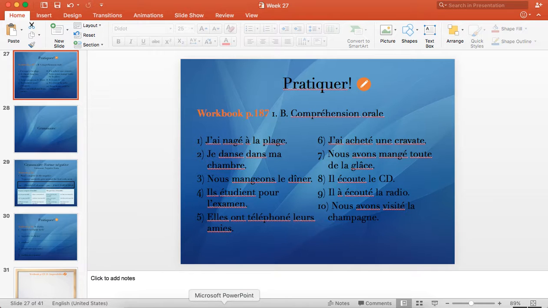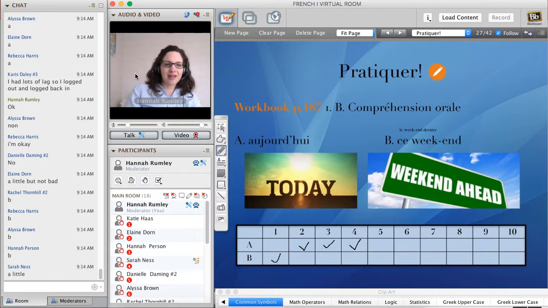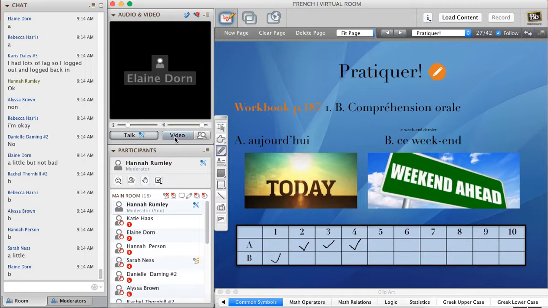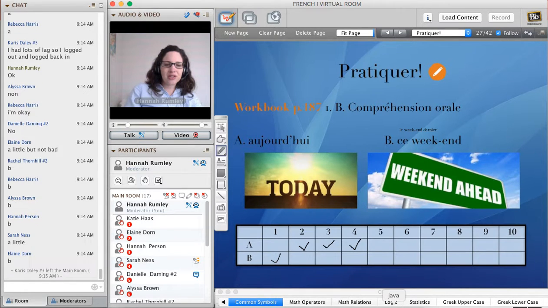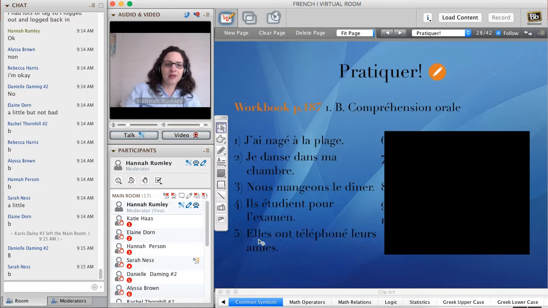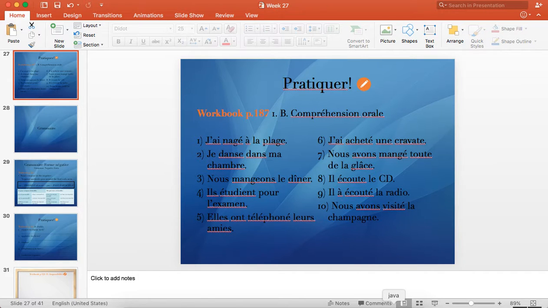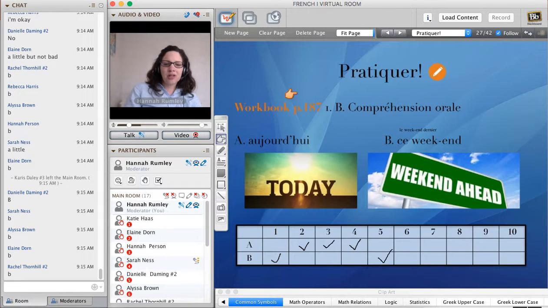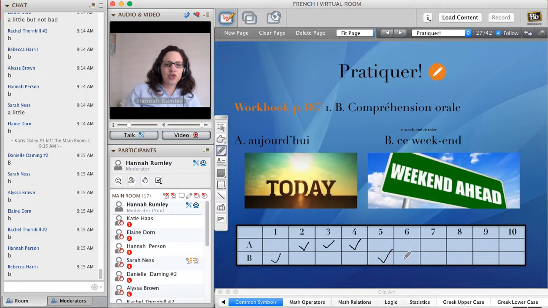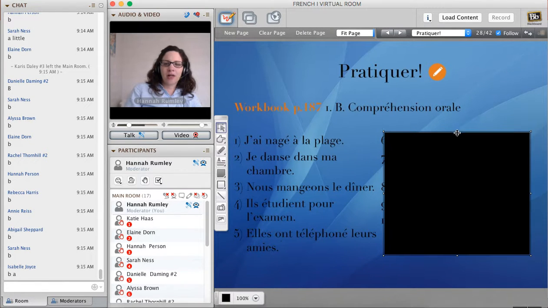Okay. Numéro 5. Elles ont téléphoné leurs amis. Very good. Oops, let me do this. Okay. Past tense. Elles ont téléphoné leurs amis. Happening in the past tense. Numéro 6. J'ai acheté une cravate. Very good. Happening in the past tense. I bought a tie.